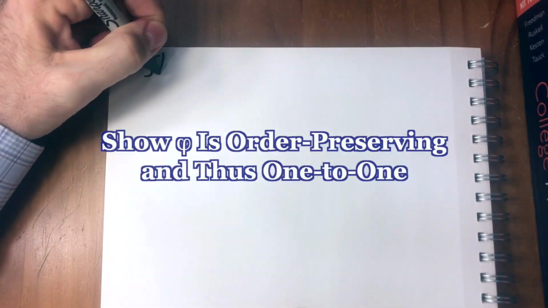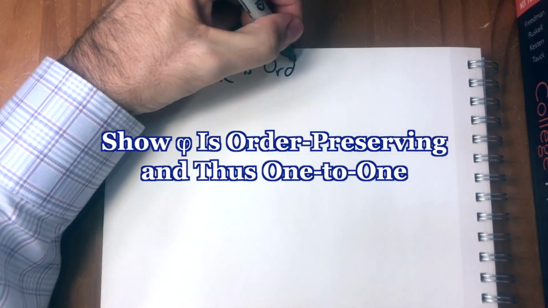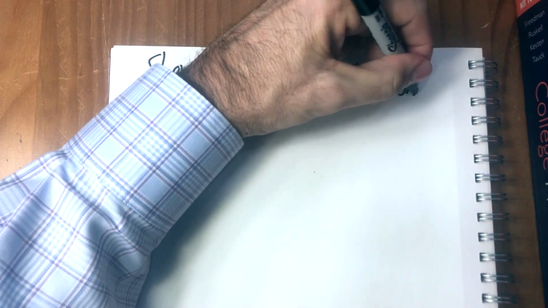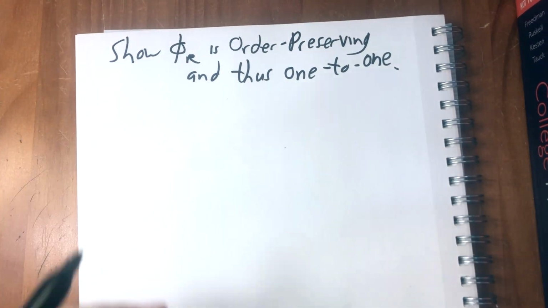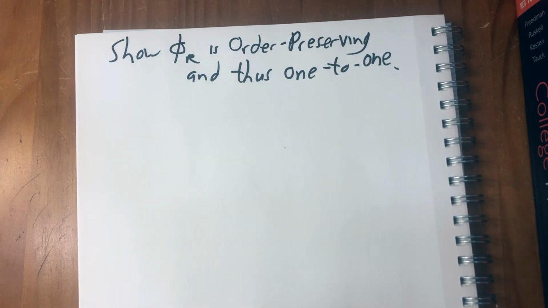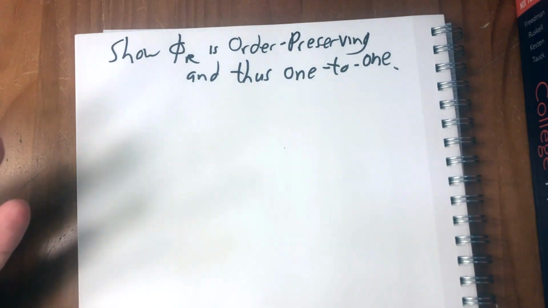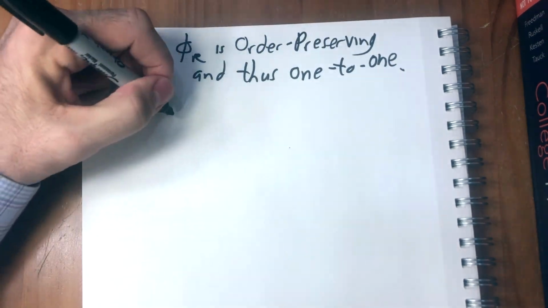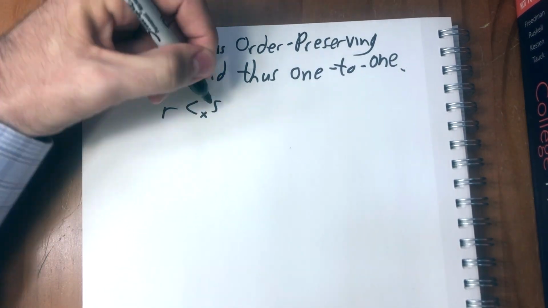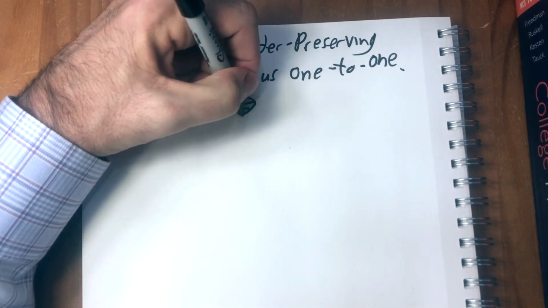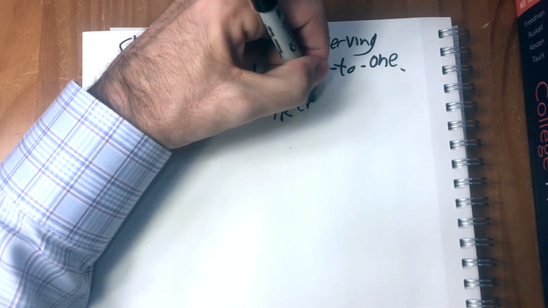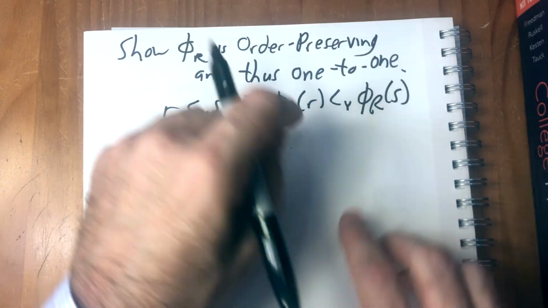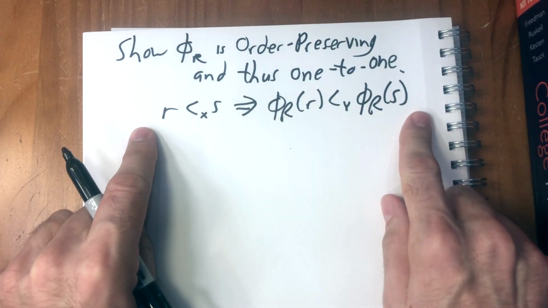So now we're going to show that phi r is order preserving, and thus one-to-one. So we showed in the previous video that if we show it's order preserving, then it follows that it's one-to-one. So what we need to do is show that phi r is order preserving. That means that if r is less than s in x, that implies that phi r of r is less than phi r of s in y. This means that it's order preserving.